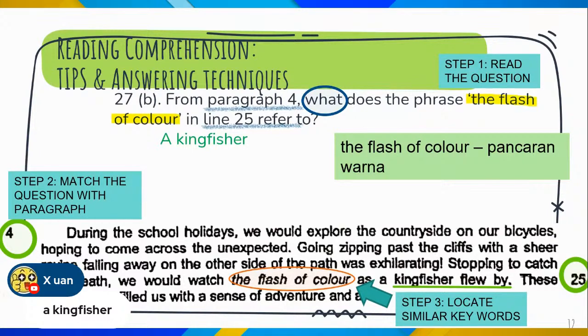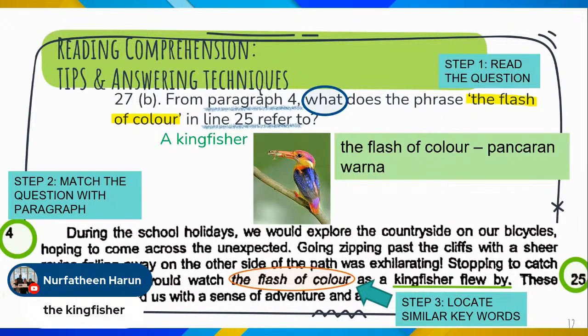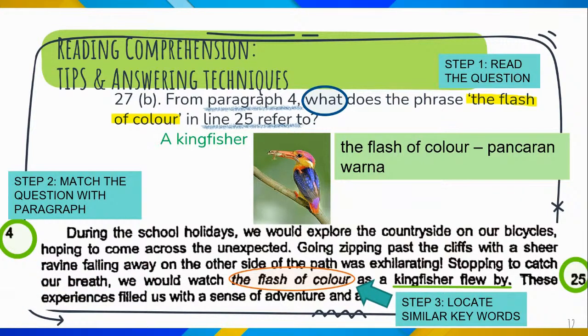What is a kingfisher? Very good, Juan. Okay, a kingfisher. The kingfisher is also accepted because you're talking about the same kingfisher in the paragraph. Kingfisher means burung. It's a burung raja udang. So they have lots of colors. That's why it means the flash of color in line 25.